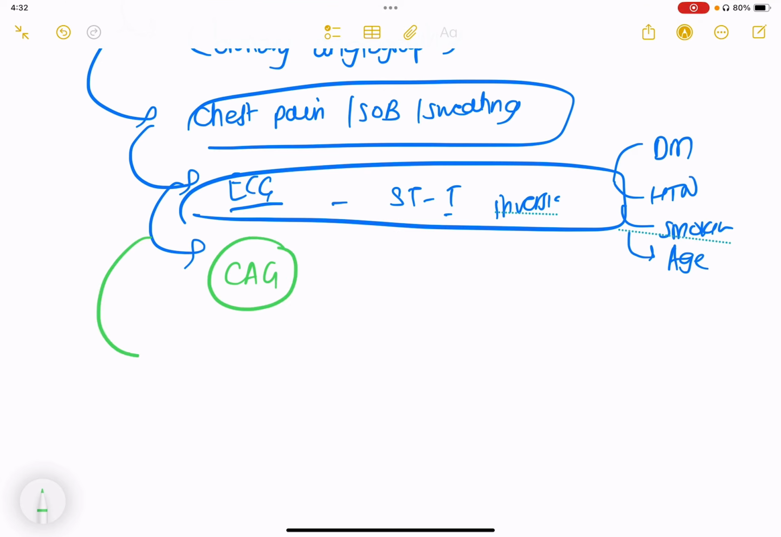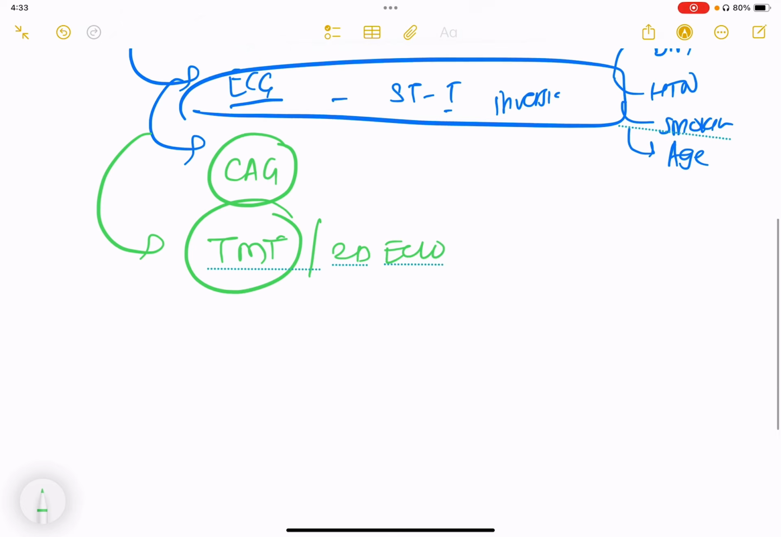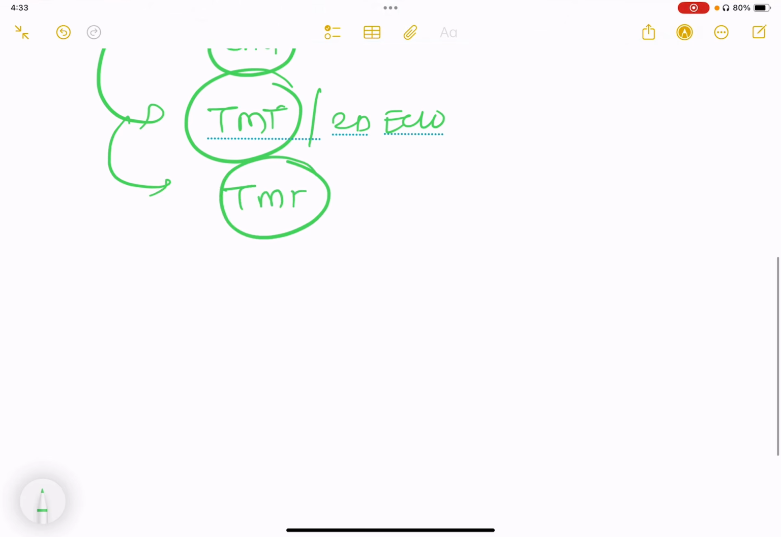One more thing, routinely, TMT is also done in so many corporate sectors. They are given the option of either 2D echo or TMT or both every year. And very commonly, the patient may have a positive TMT. What do you mean by positive TMT? The resting ECG usually shows normal findings, meaning there is no ST depression, no T wave inversion, and no ST elevation.